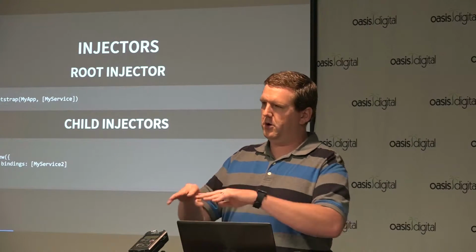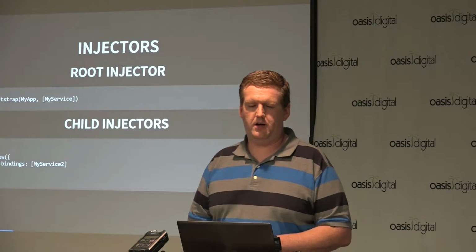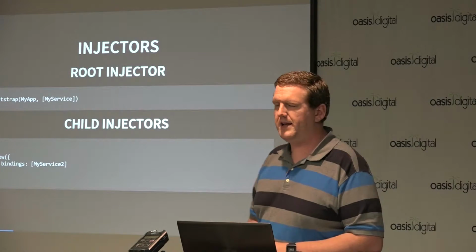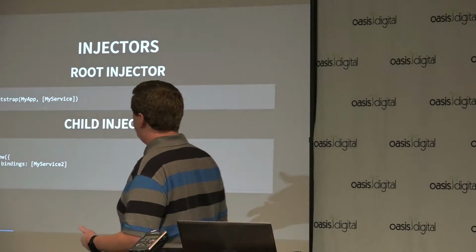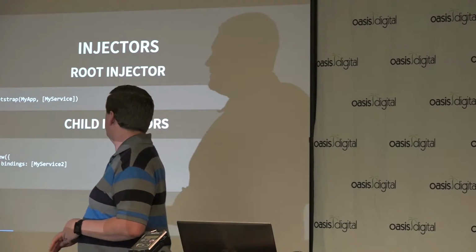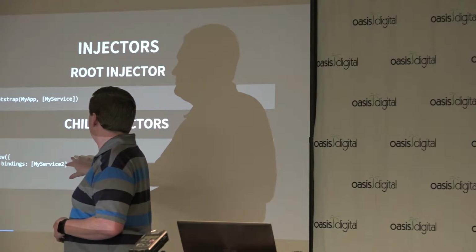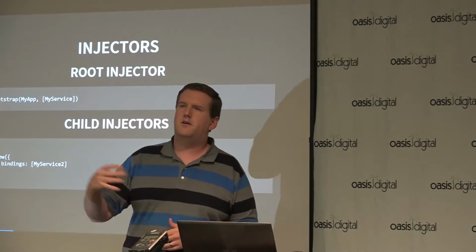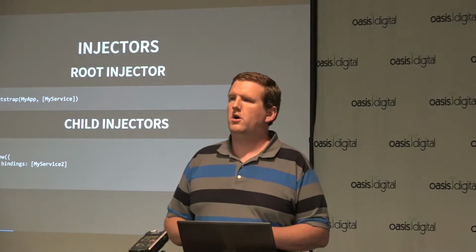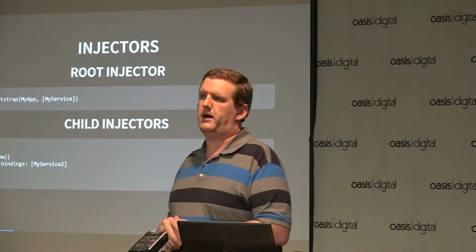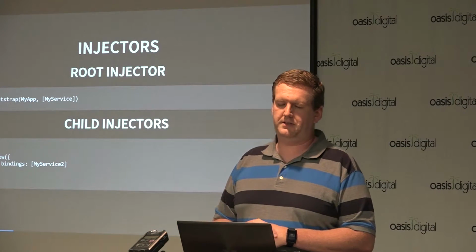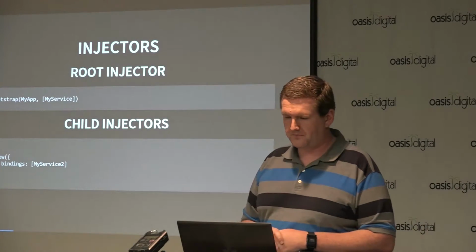And then below that layer of the initial application initialization with Bootstrap, you can have any child component or any component of your application then go on to create subsequent injectors that inherit from that root injector or wherever they happen to be in the component hierarchy. And those instances are called child injectors.